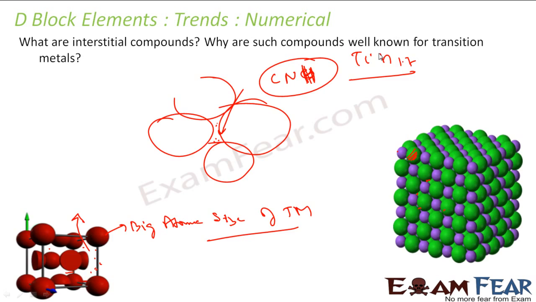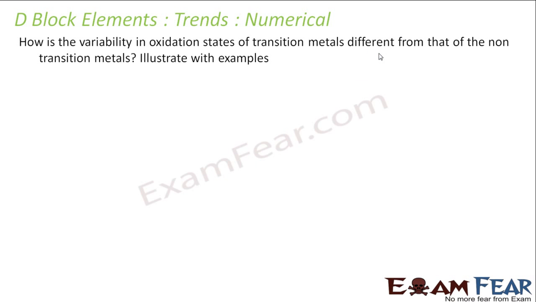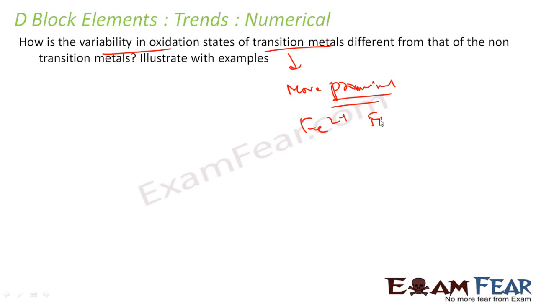The next question is, how is variability in oxidation states of transition metals different from that of non-transition metals? I told you that both transition metals and non-transition metals show variable oxidation state, but in transition metals it is more prominent. We have more and more examples of variable oxidation state in transition metals, for example Fe2+ and Fe3+, both very common.